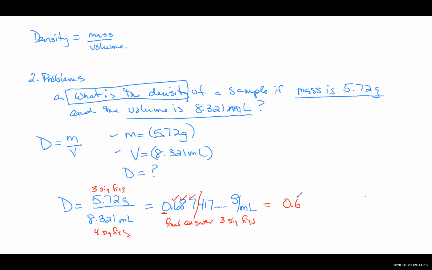So I'm going to round that to 3 significant figures to be 0.687, and my units will be grams per milliliter. When you're working on these problems at home or you're writing them out to turn in, please be sure to always check your sig figs and also ensure you have units with your answers. Okay, so let's try a second problem.